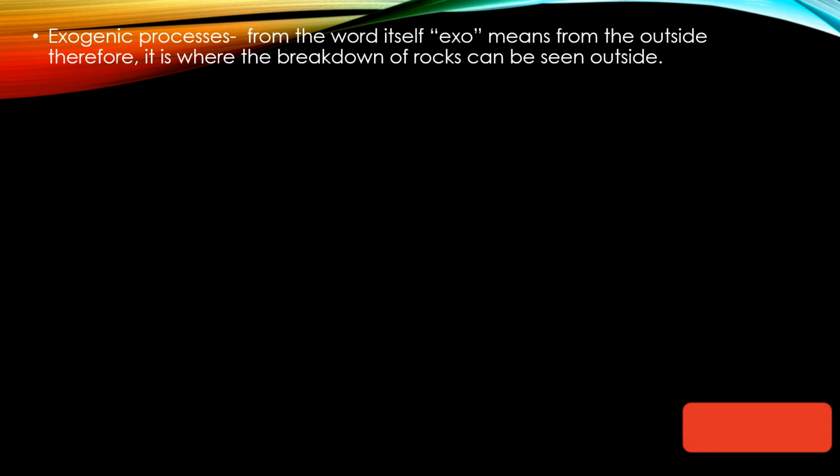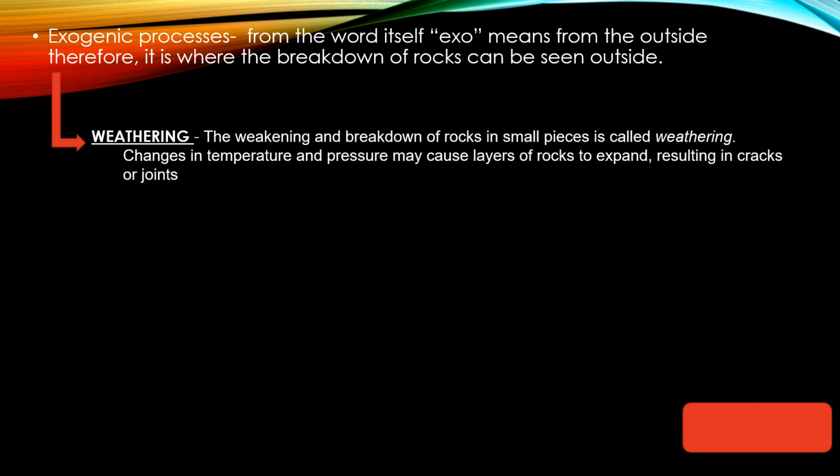So exogenic processes, from the word itself, exo means from the outside. Therefore, it is where the breakdown of rocks can be seen outside. One example of exogenic processes is weathering. Weathering is the weakening and breakdown of rocks into small pieces. Changes in temperature and pressure may cause layers of rocks to expand, resulting in cracks or joints.